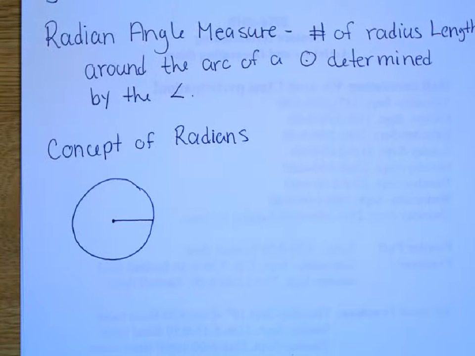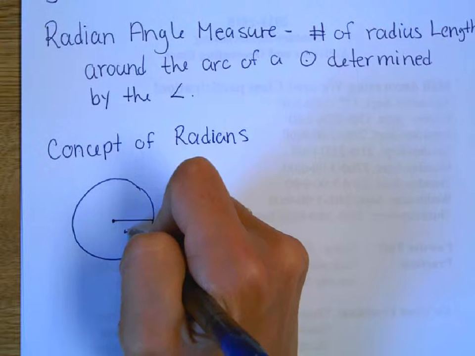Okay, let's just say this circle has a radius of 4 inches.